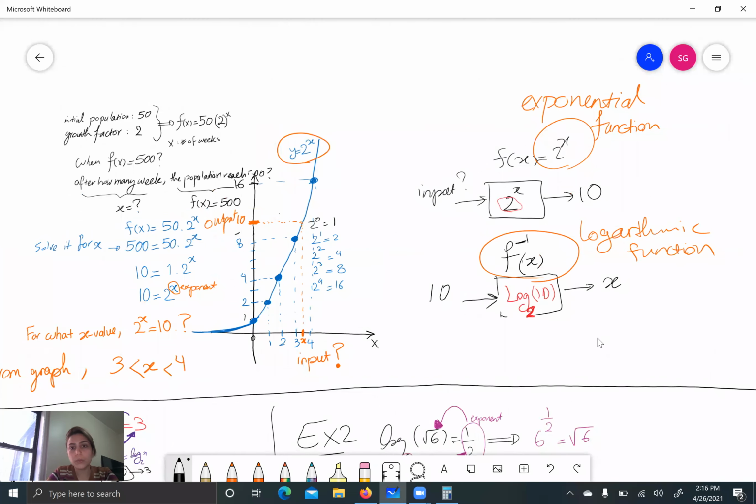So now let's answer this question. For what x value? From the graph, you can see that the answer is a value between 3 and 4. Somewhere between 3 and 4, it gives me the 10, right? This is 10. So somewhere between 3 and 4 is the answer. But what is the exact value? If you want to find the exact value, you can use the logarithmic function.